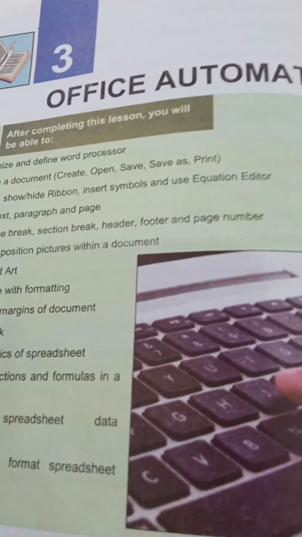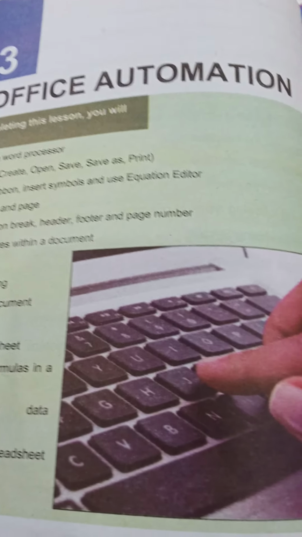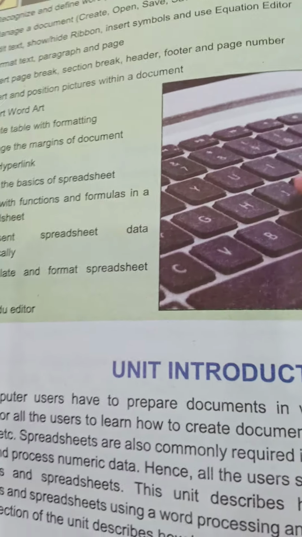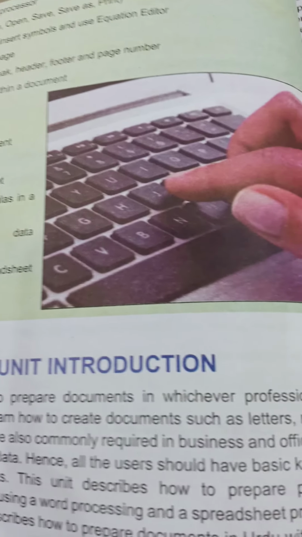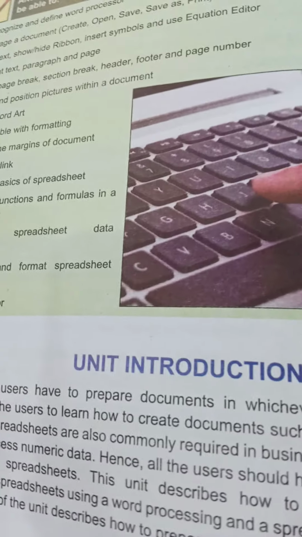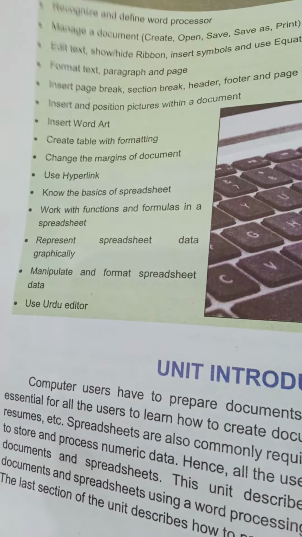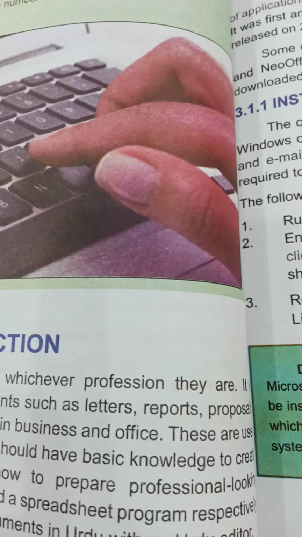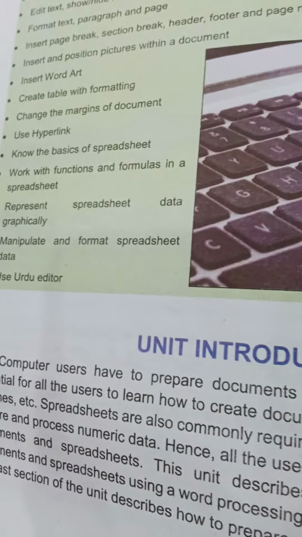Now we are starting our chapter number 3, that is office automation. What does it mean, office automation? Computer users have to prepare documents in whichever presentation they are made. It is essential for all users to learn how to create documents such as letters, reports, proposals, etc.